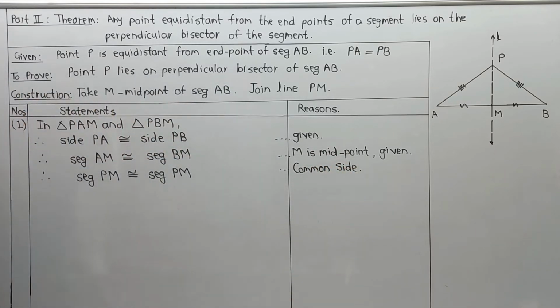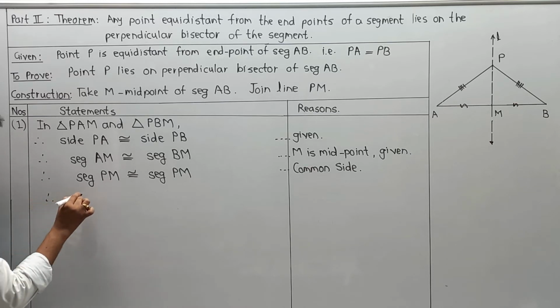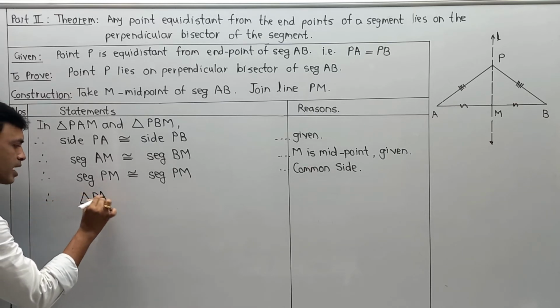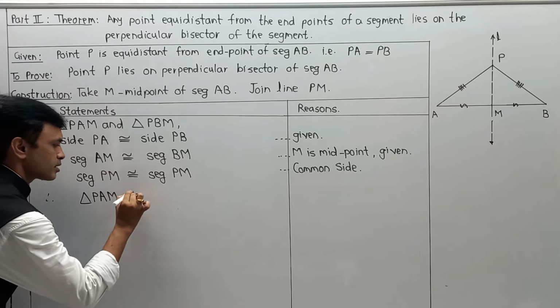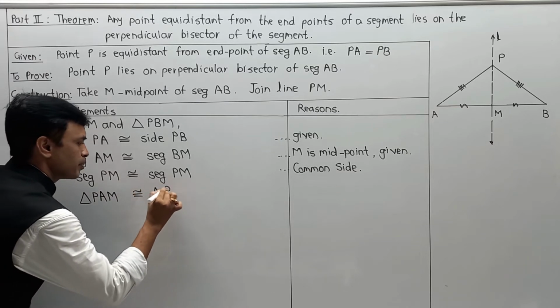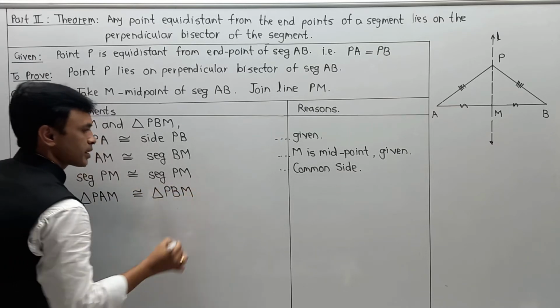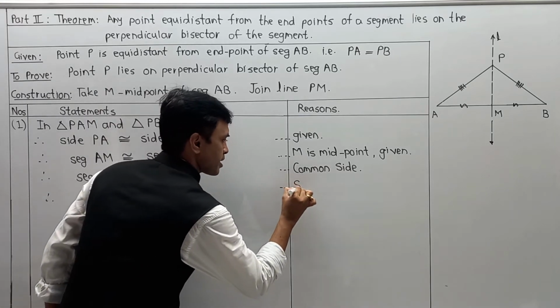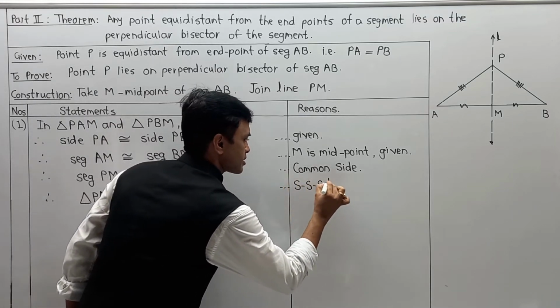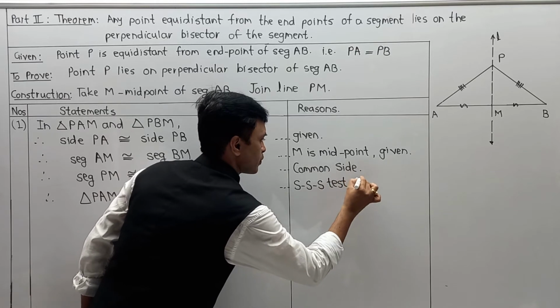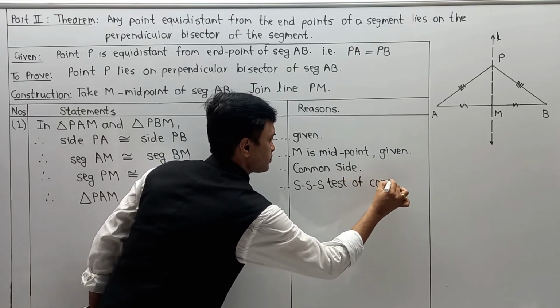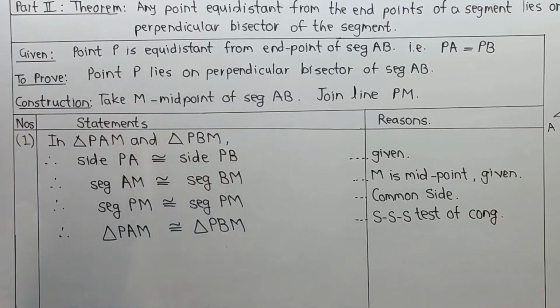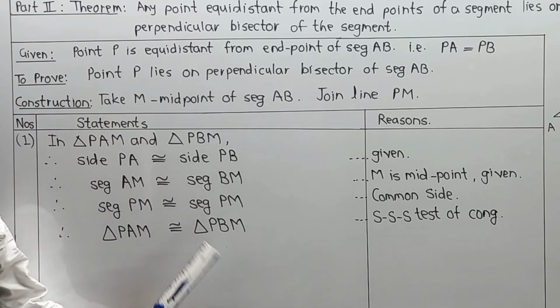Therefore, triangle PAM is congruent to triangle PBM by SSS test of congruency. Now remember, when two triangles are congruent, then their respective sides or respective angles must be congruent.